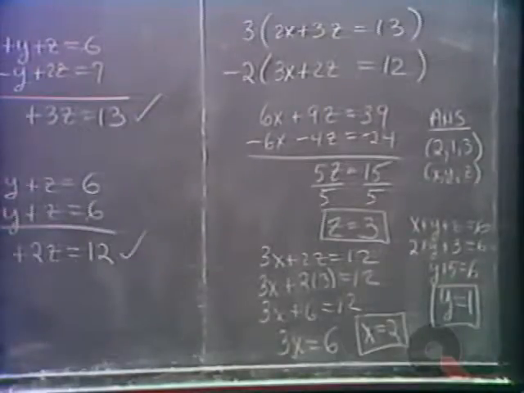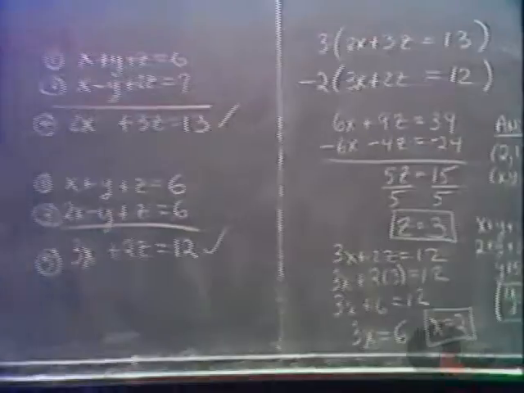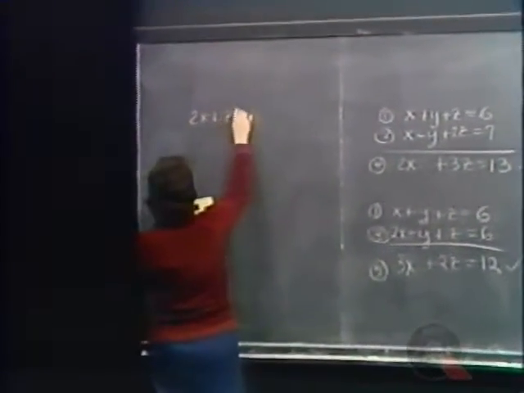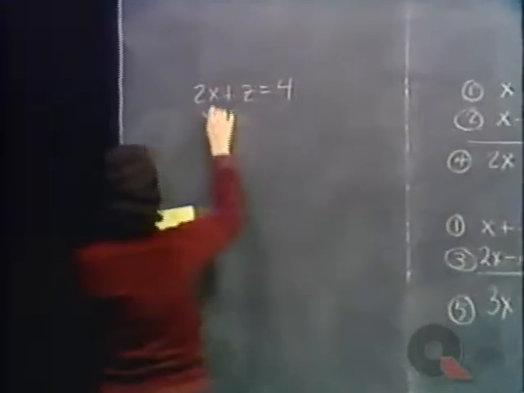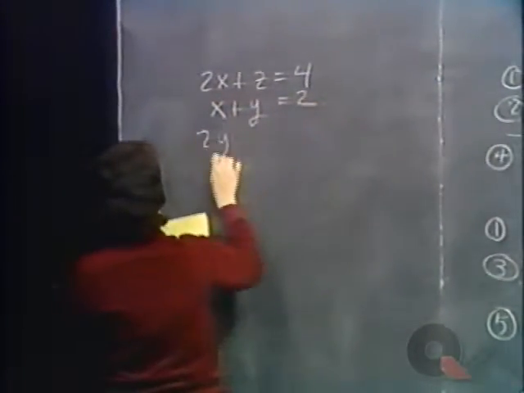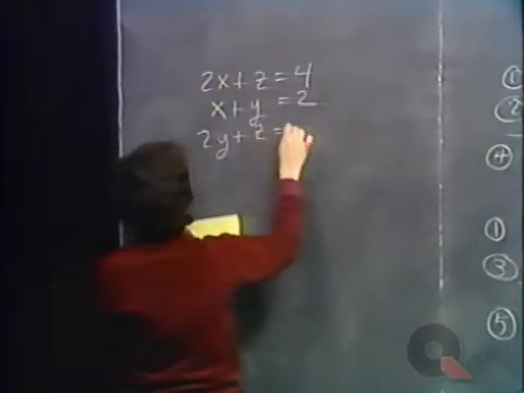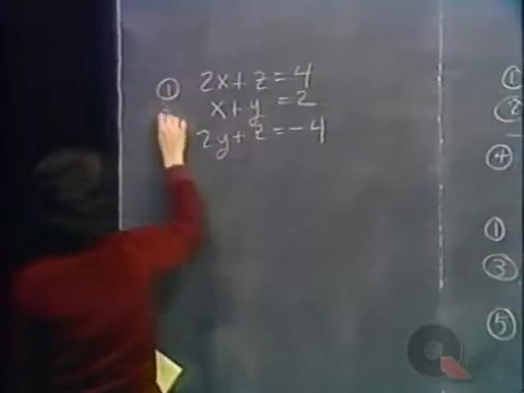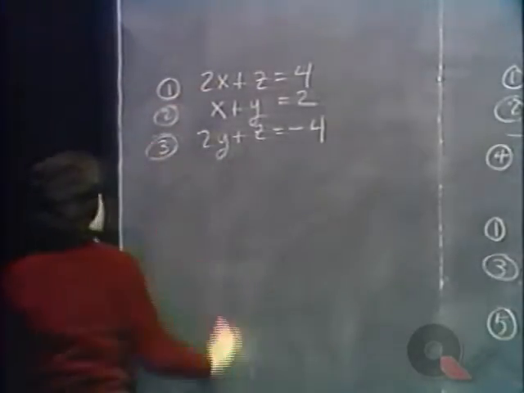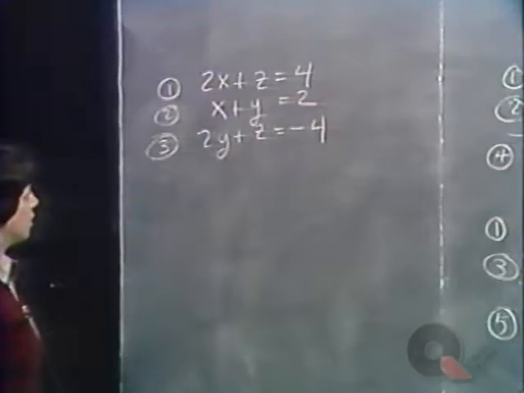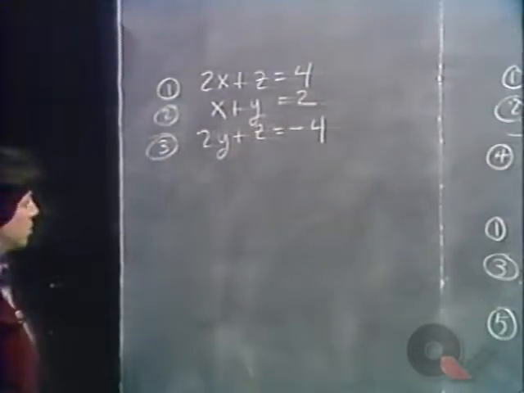Once again, 3 equations in 3 unknowns. 2x + z = 4. x + y = 2. 2y + z = -4. Equations 1, 2, and 3. These 3 equations involve the variables x, y, and z, and we would like to solve, if possible.